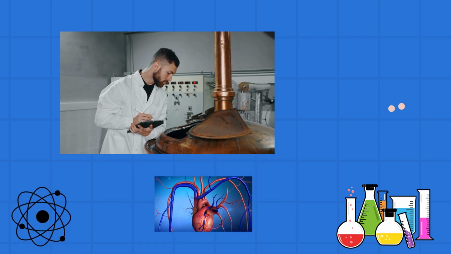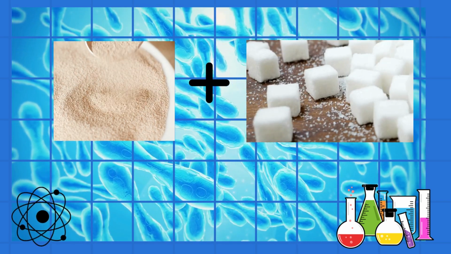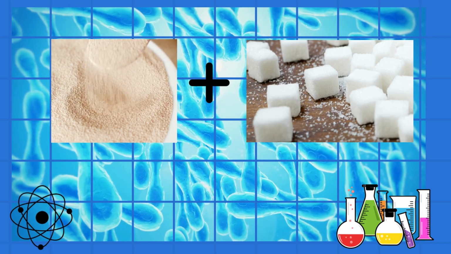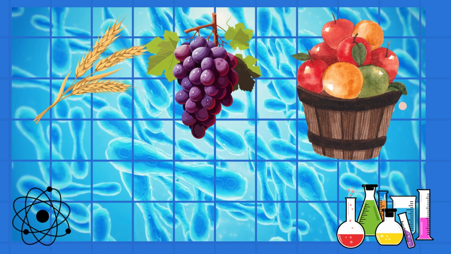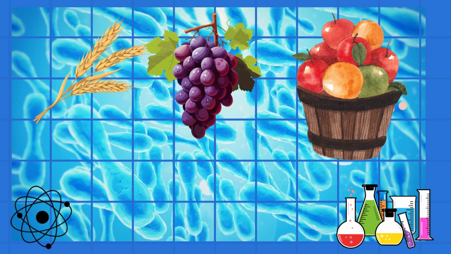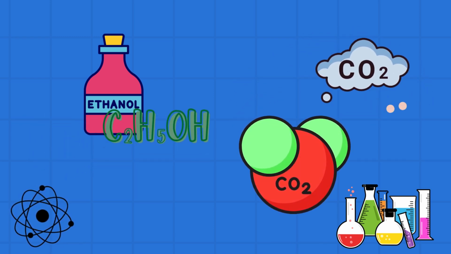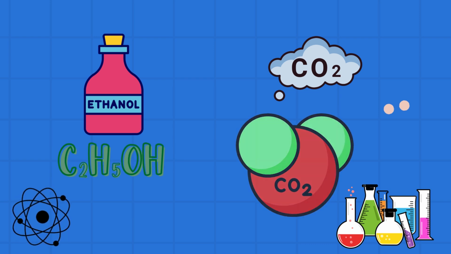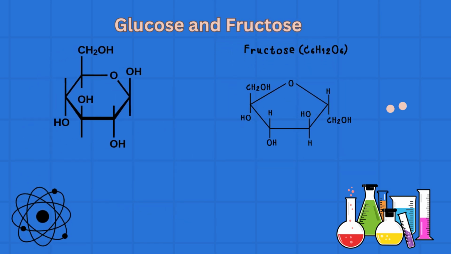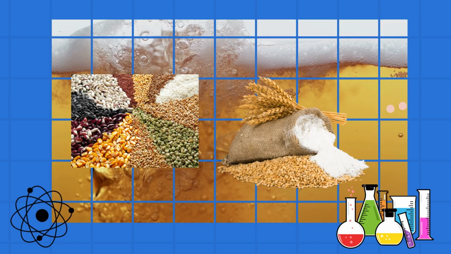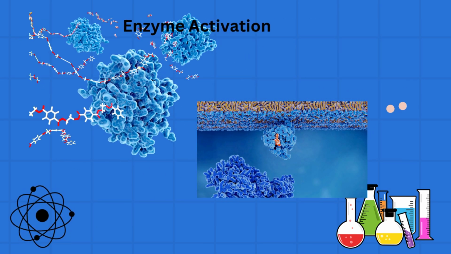The role of sugars in yeast fermentation is where the magic happens. It's a biological process driven by microorganisms like yeast or bacteria. These organisms feed on sugars found in ingredients like barley, grapes, or apples, and convert them into ethanol and carbon dioxide. The sugar typically comes from carbohydrates, which are broken down into simpler sugars like glucose and fructose during preparation. For example, in brewing beer, grains like barley are malted to activate enzymes that convert starch into fermentable sugars.